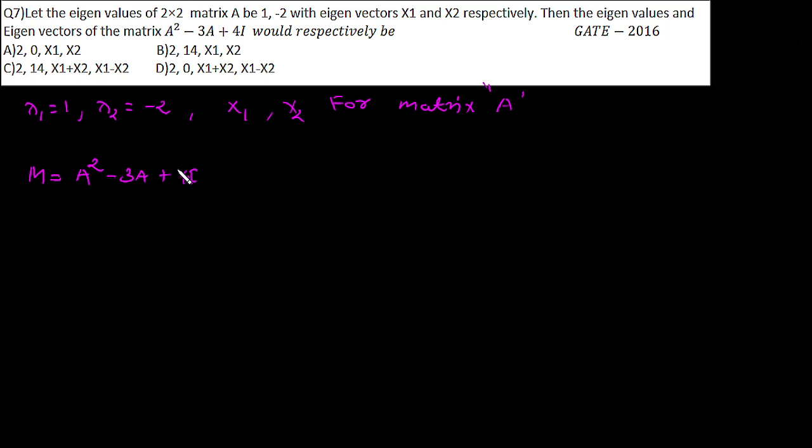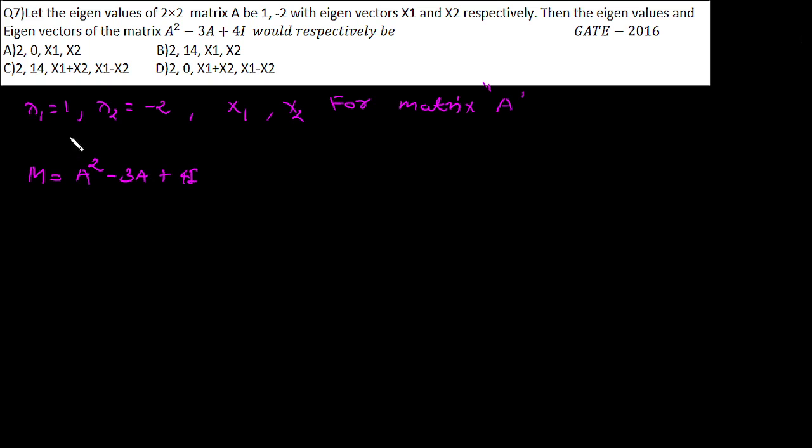Now, from the property of eigenvalues, if we want to find the eigenvalues of this matrix M, we simply put each individual eigenvalue in place of A, square it or multiply it with 3. And the identity matrix has an eigenvalue of 1, so we are simply getting plus 4.